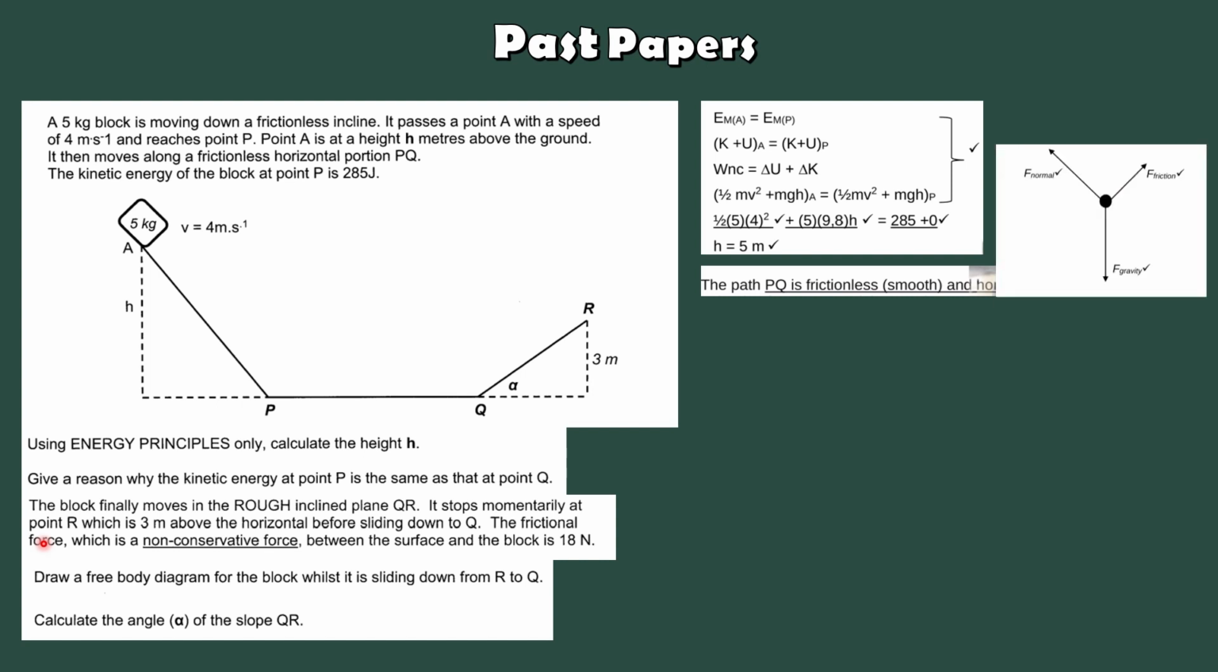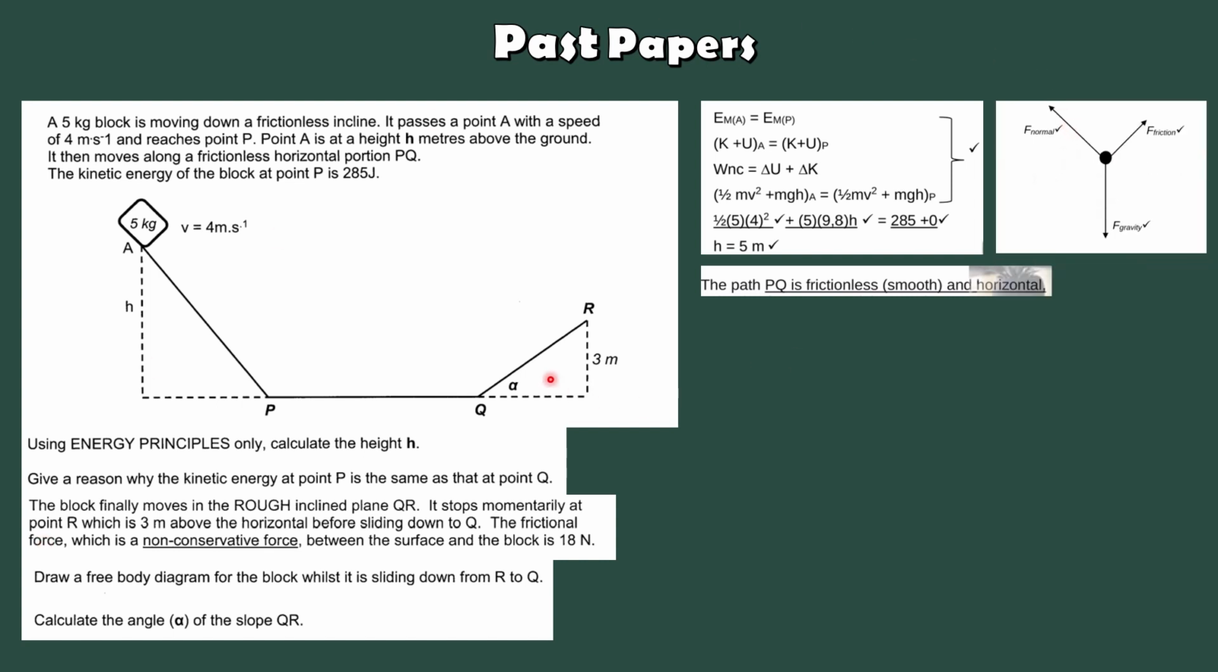This is pretty simple. You have your force of normal. Picture a block here. You have your force of normal going up, your friction going this way because it is sliding down, and your force of gravity. You can see the image here. The last one, calculate the angle of the slope QR.